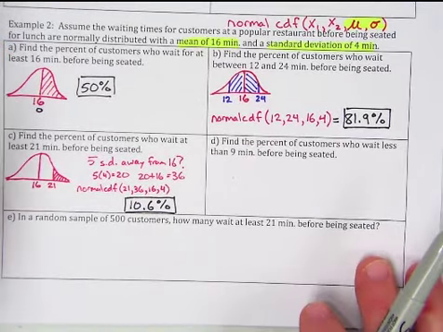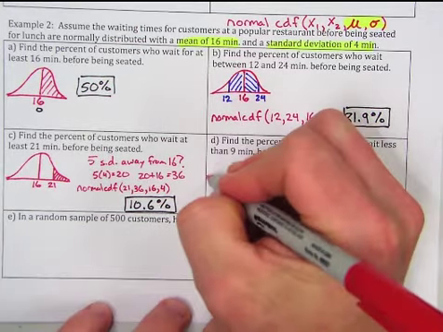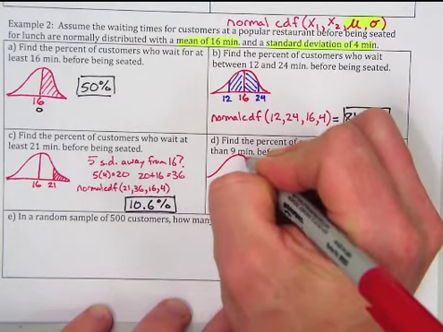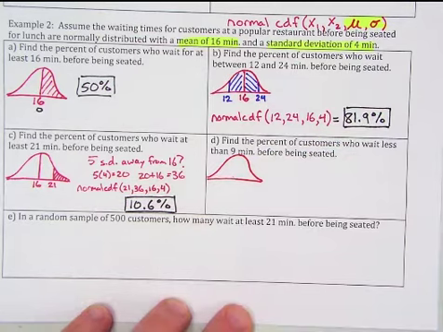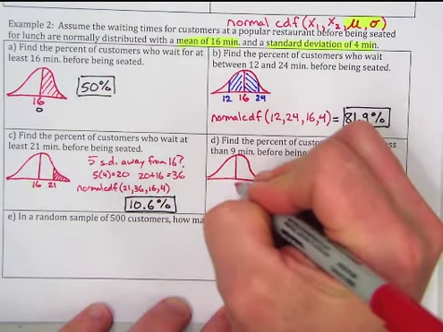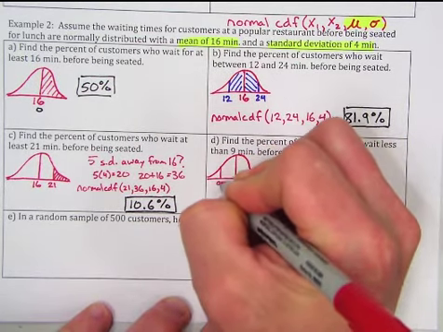All right, moving on to letter D. It says find the percent of customers who wait less than 9 minutes before being seated. Here's our normal distribution curve. Here's 16. Now 9 is going to be to the left. And it says less than 9. So that means we're going to shade to the left.